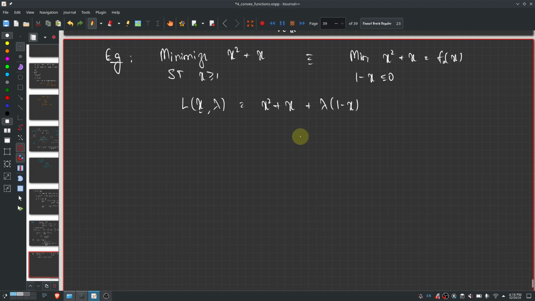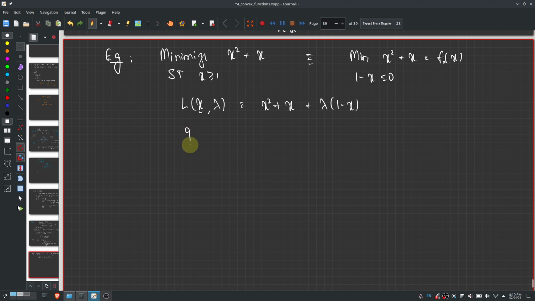Okay. So when framing the Lagrangian, you have to be a little careful. You have to make sure that you actually have a minimization problem. In case the actual problem is a maximization problem, then you bring it down to minimize minus f0 of x, and the inequality constraints should all be in the right direction. So if you have a constraint of the form x greater than or equal to 1, you first bring it down to 1 minus x less than or equal to 0, because that will ultimately influence the sign of lambda. Okay, so this is L of x comma lambda.